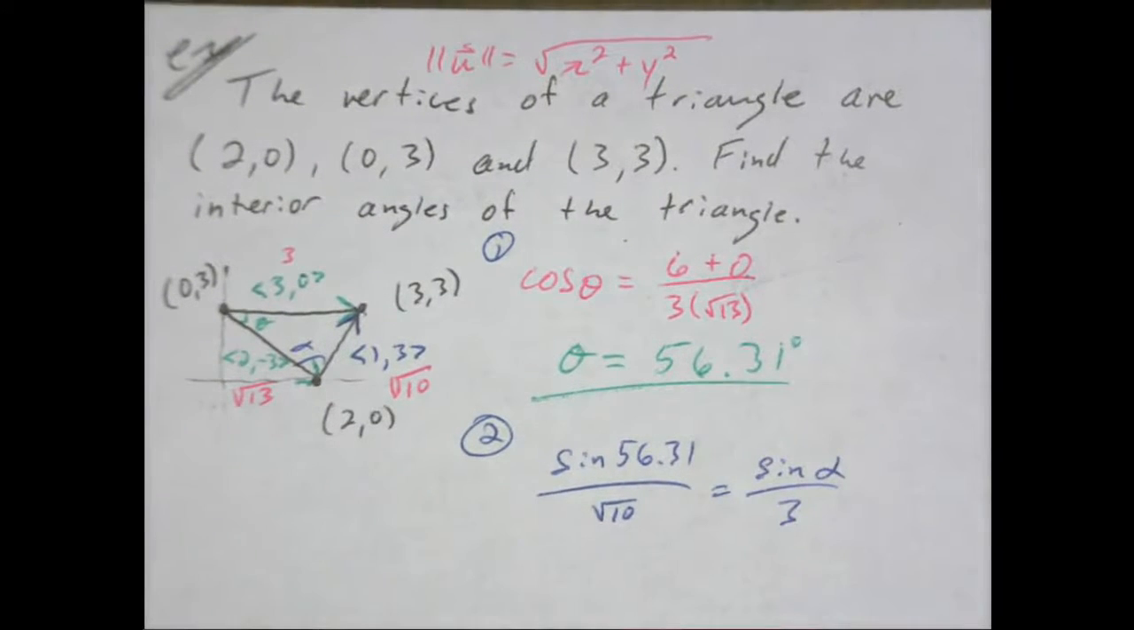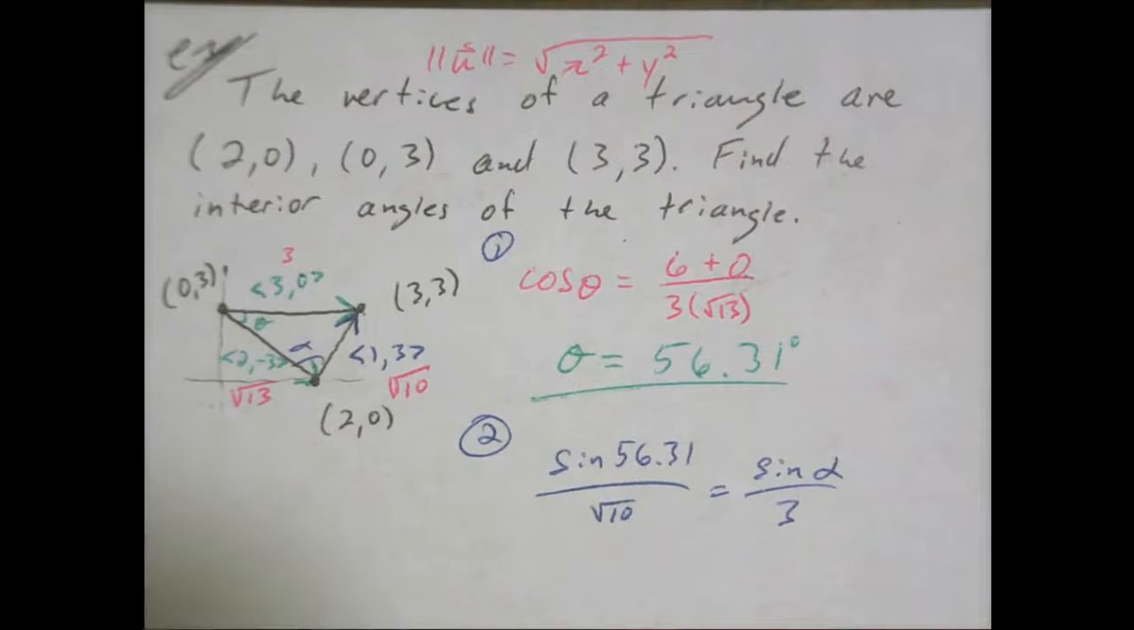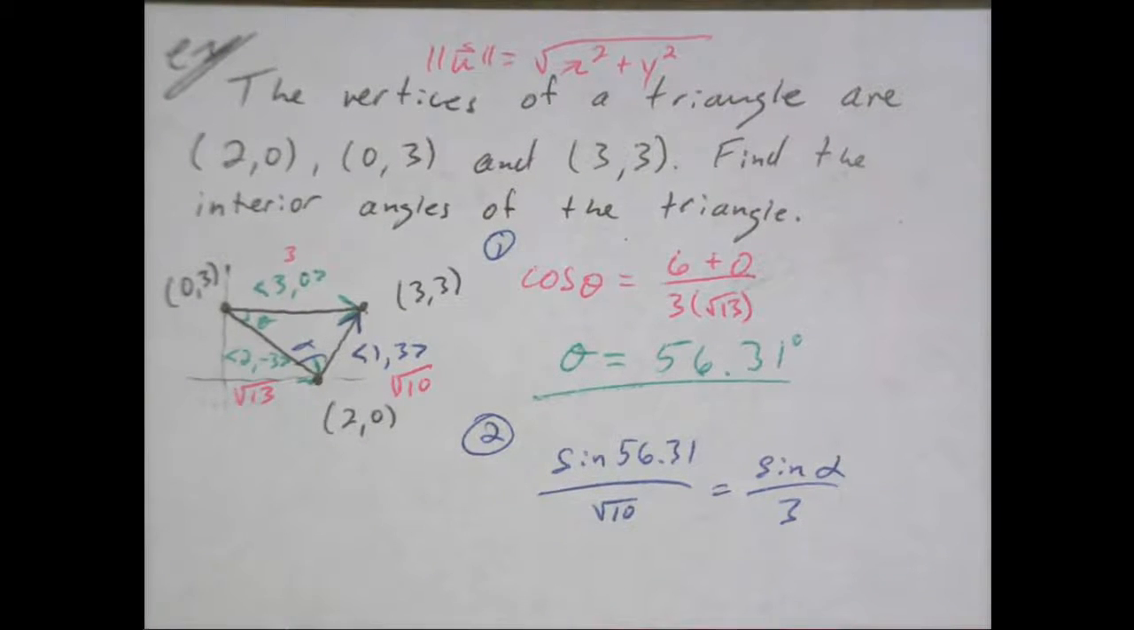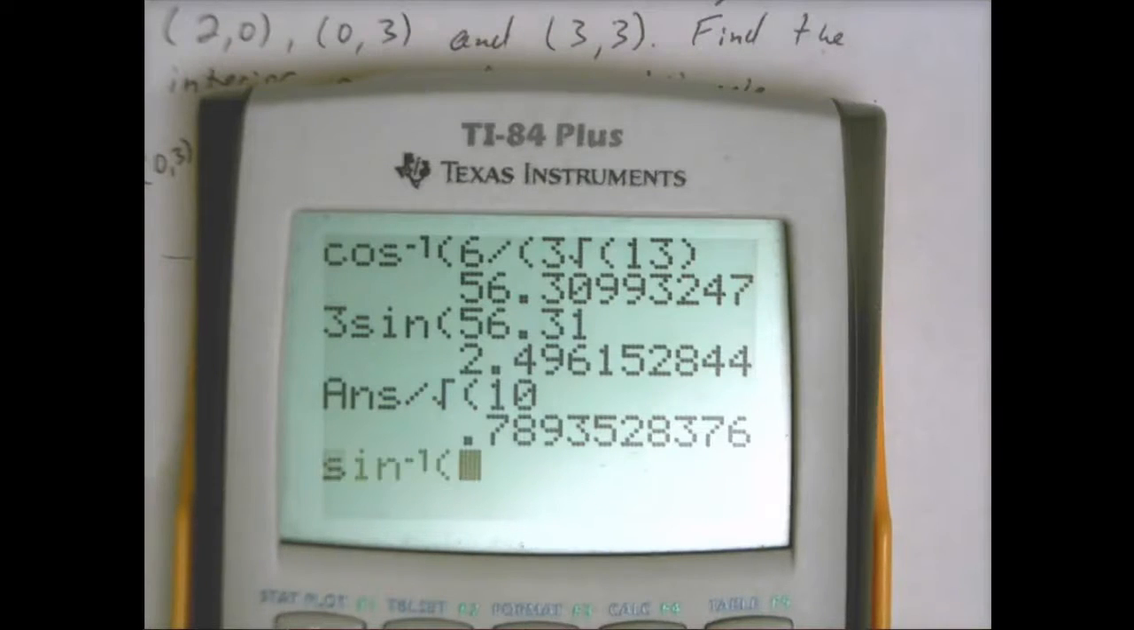Cross multiply, make sure you take sine inverse. So 3 sine 56.31. Yes, very good. And then take square root 10. Oh, yes, look at all that math. It's beautiful. And then, like I said, don't forget to take sine inverse of your answer.